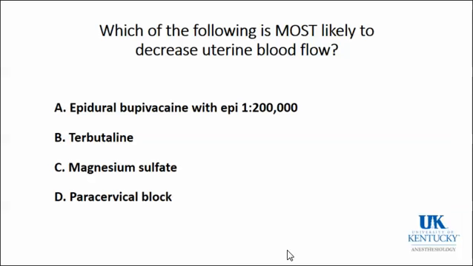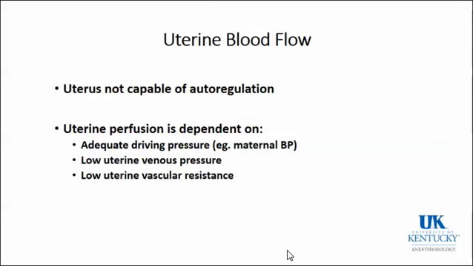Which of the following is most likely to decrease uterine blood flow? If anyone wants to answer, go ahead. If not, I'm going to tell you that the answer is the paracervical block. So first of all, in terms of uterine blood flow, the uterus is not capable of autoregulation. So your uterine perfusion is going to be dependent on 3 factors. Adequate driving pressure, which means your maternal blood pressure, low uterine venous pressure, and low uterine vascular resistance.